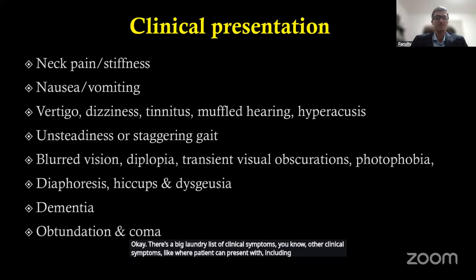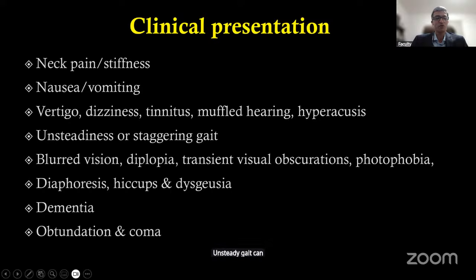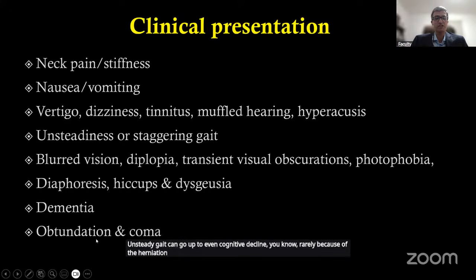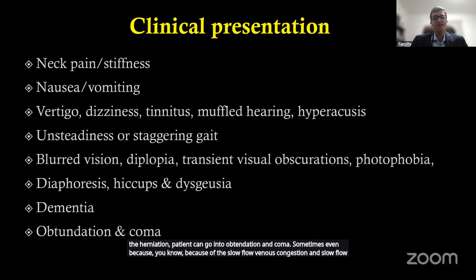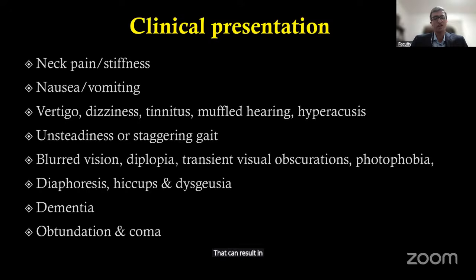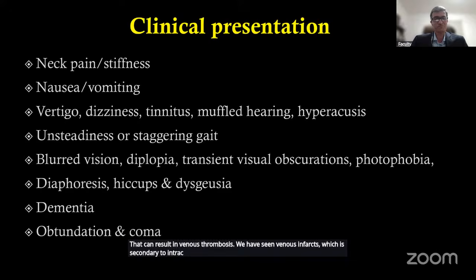Okay, there's a big laundry list of other clinical symptoms where the patient can present, including neck pain, stiffness, nausea, vomiting, all the vertebrobasilar symptoms, including vertigo, dizziness, tinnitus, muffled hearing, hyperacusis, unsteady gait, and it can go up to even cognitive decline. Rarely, because of the herniation, the patient can go into obtundation and coma. Sometimes, because of venous congestion and slow flow in the intracranial vessels, that can result in venous thrombosis. We have seen venous infarcts secondary to intracranial hypotension.